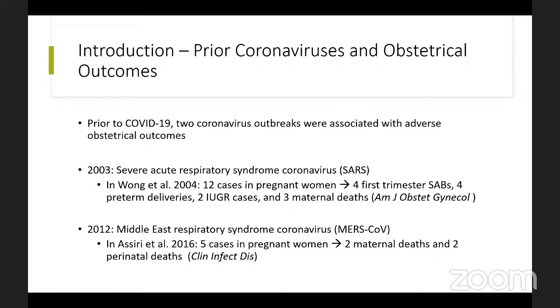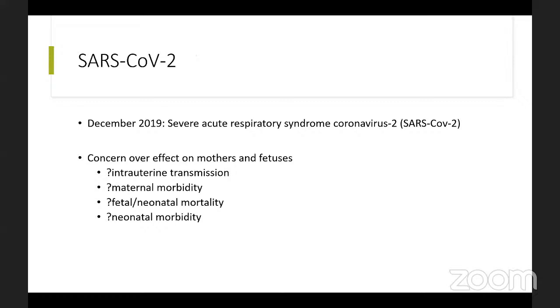women infected by SARS. And then in 2012, MERS-CoV, which is Middle East Respiratory Syndrome coronavirus, came on the scene. In one study done in Saudi Arabia, they had 5 cases in pregnant women that resulted in 2 maternal deaths and 2 perinatal deaths. So again, some evidence that we have poor neonatal or intrauterine outcomes for a fetus, as well as for women who are infected by coronaviruses while pregnant.